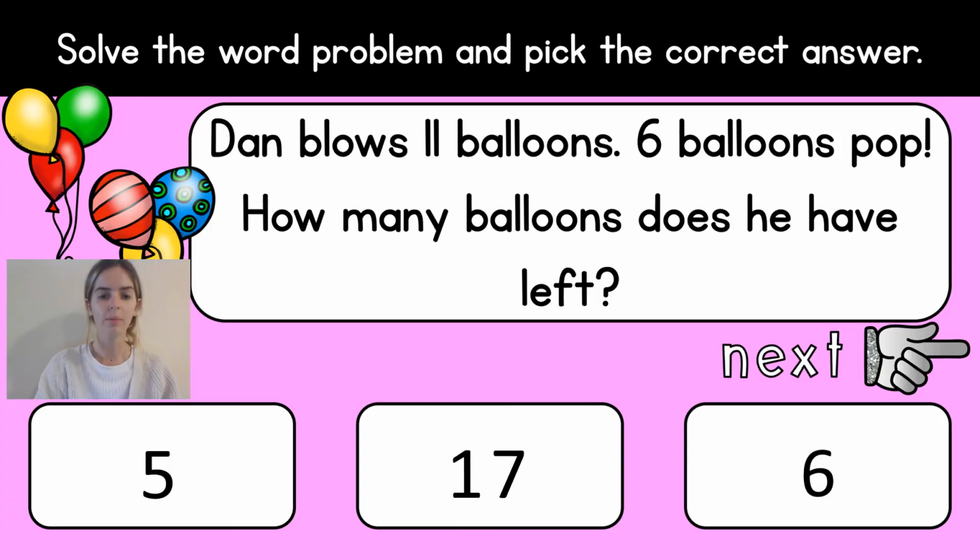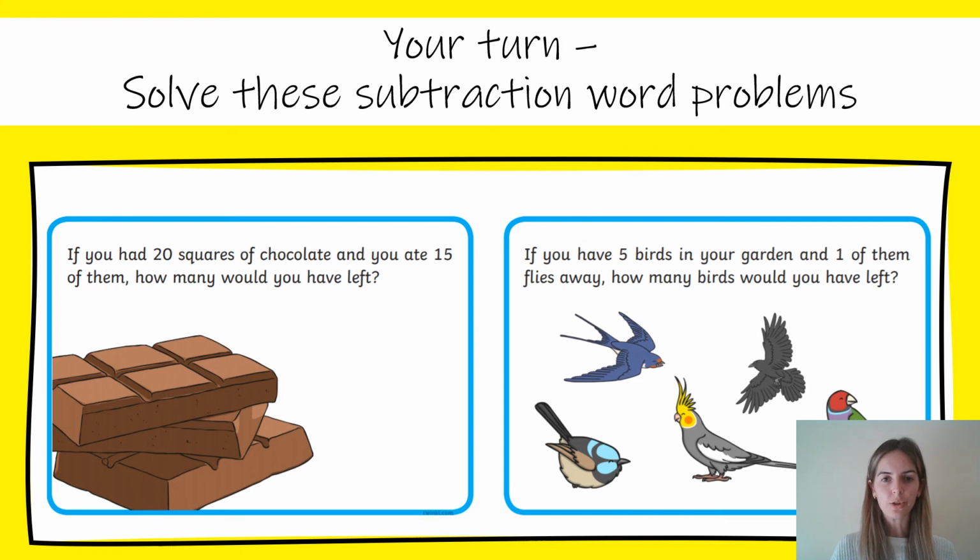So let's read our problem one more time and then you need to call out the answer. Dan blows 11 balloons and 6 balloons pop. How many balloons does he have left? And the answer is 5. Fantastic job, everyone.